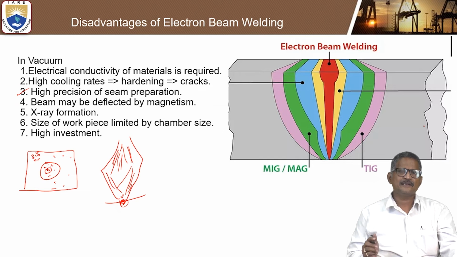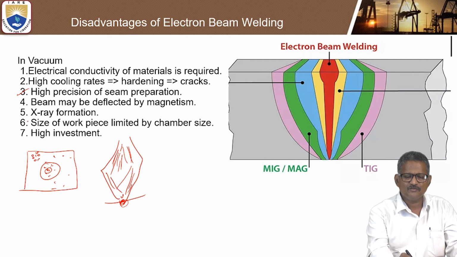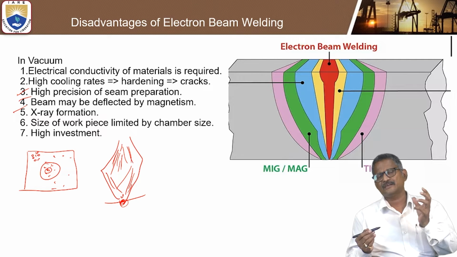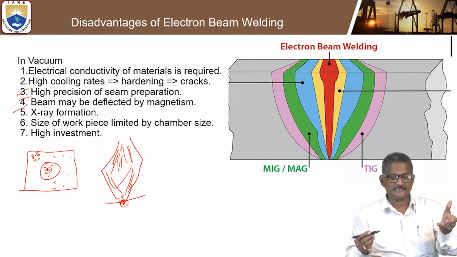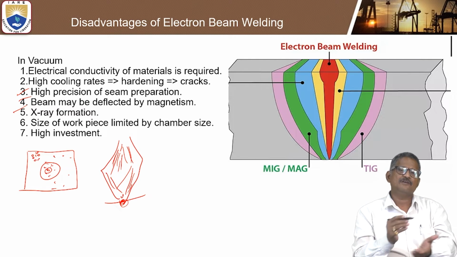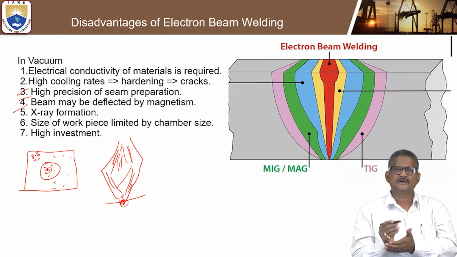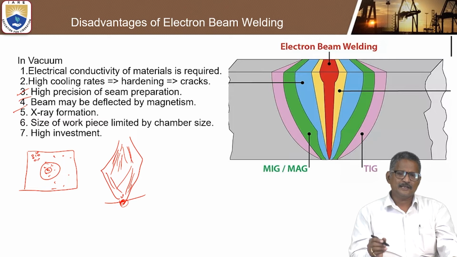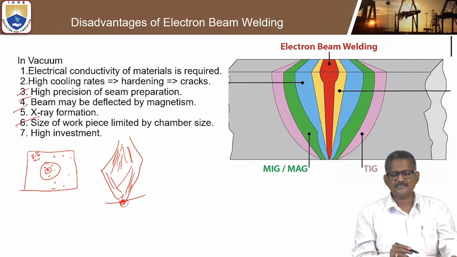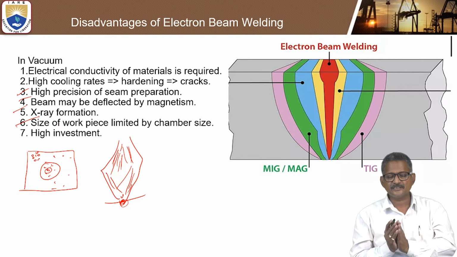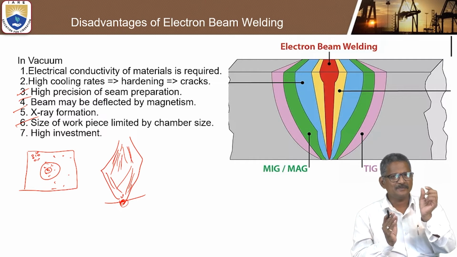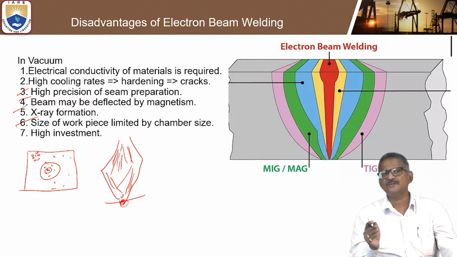Okay, and another thing, X-ray formation. With X-rays you can see transparently what is inside all the material, whether you have performed a better joint or not, and you can check it. And the size of the workpiece is limited by the chamber size. This is another interesting one: the workpiece size is limited by the chamber size.